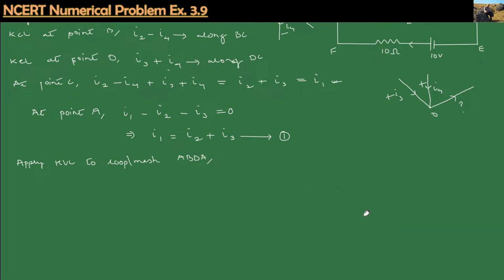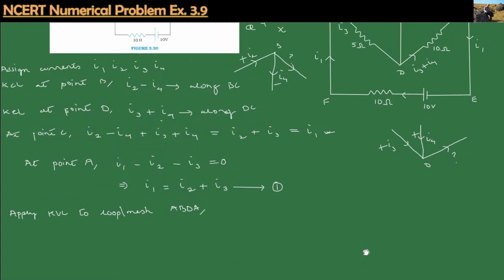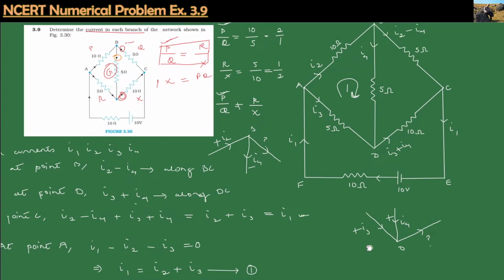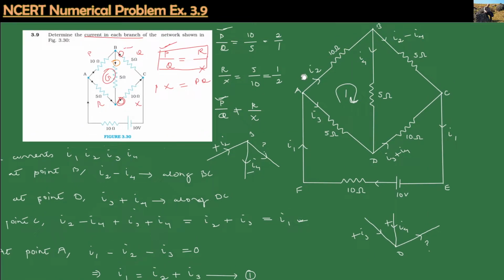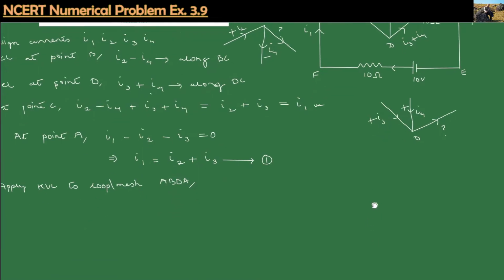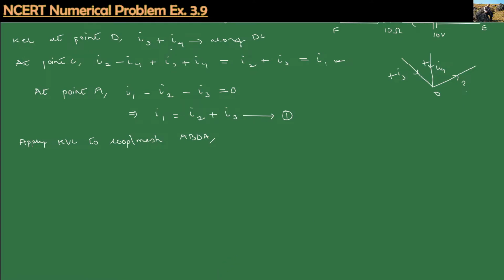On that loop ABDA, you'll find that this current I2 will be positive, even this I4 also will be positive, whereas this I1 will be negative. Whereas if you take into consideration only the loop BCDA, there is no cell, so the EMF will be taken as 0.